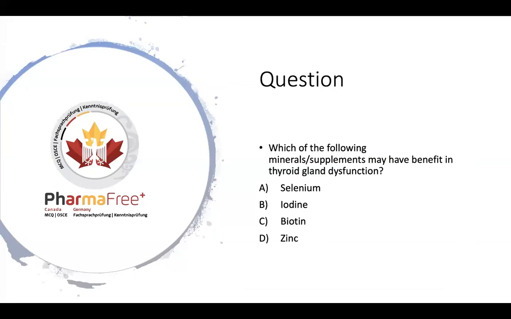Iodine is important to keep the normal thyroid gland functions. Yes, but here we are talking about if you have a dysfunction in the thyroid gland. Which mineral do we use? Can we use biotin, zinc, iodine, or selenium? It's selenium. We use selenium usually.